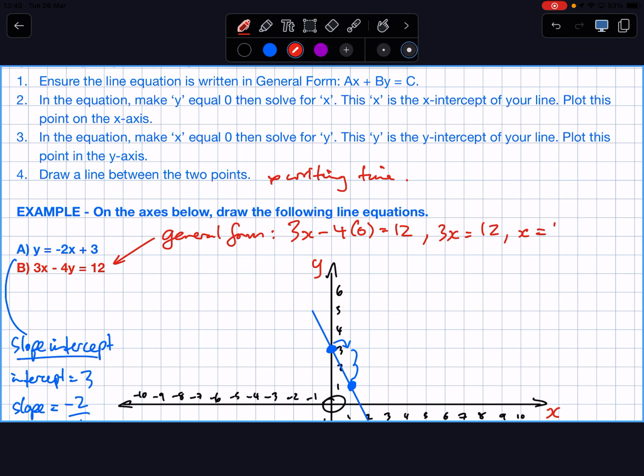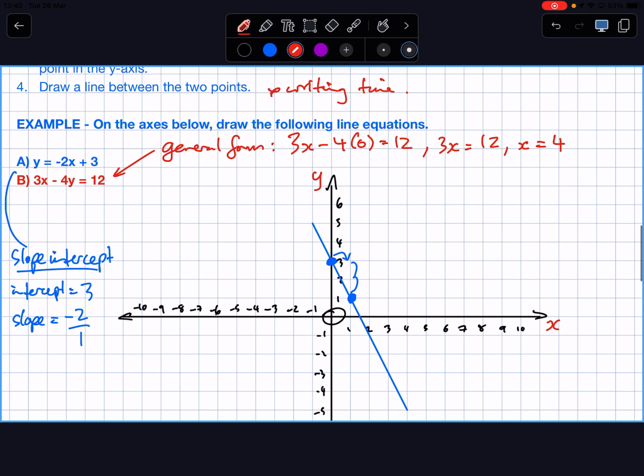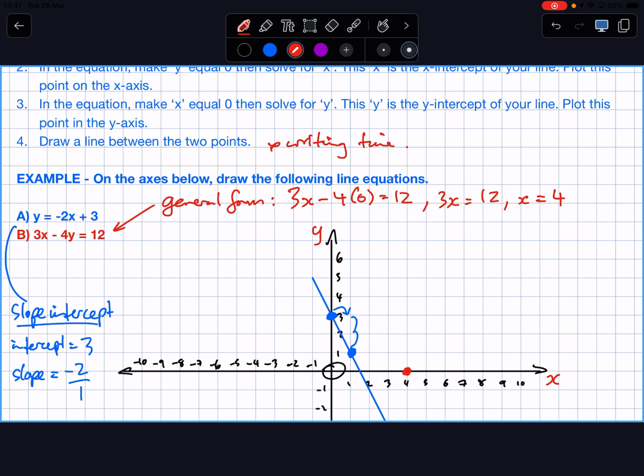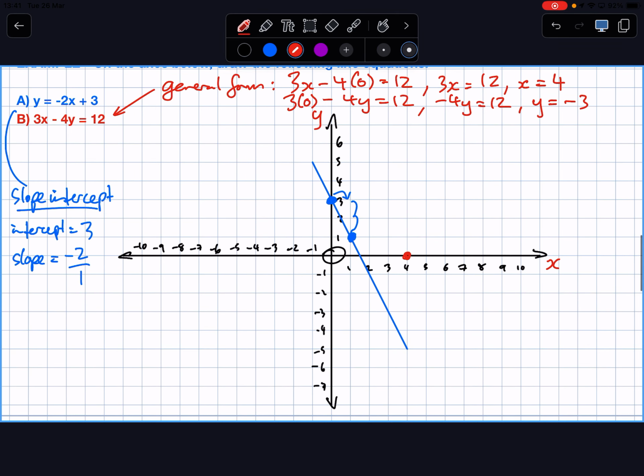So what's the opposite of timesing by 3? 12 divided by 3? 4. So I have an x-intercept now for the red line. It crosses the x-axis there. Is that enough info to draw a line yet? No. So therefore I need the other step. I made y equal 0 before. Now I'm going to make x equal 0. Minus 4y is equal to 12. 3 times 0 is 0, so you have negative 4y equals 12. What's negative 4 doing to y? What's the opposite of that? So y is going to be 12 divided by negative 4, which would be? Negative 3. So my y-intercept is negative 3. Is that enough info to draw a line? So I'll draw a straight line.